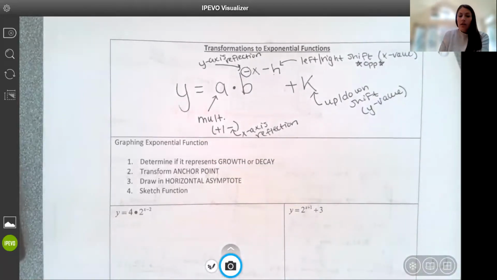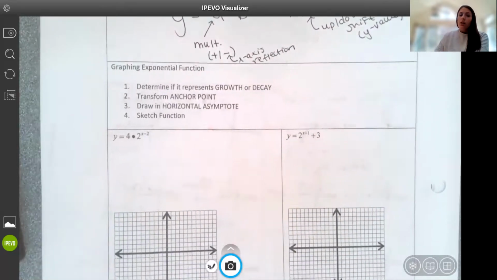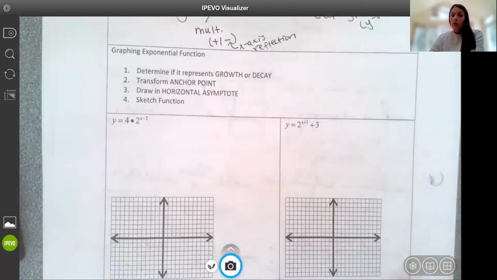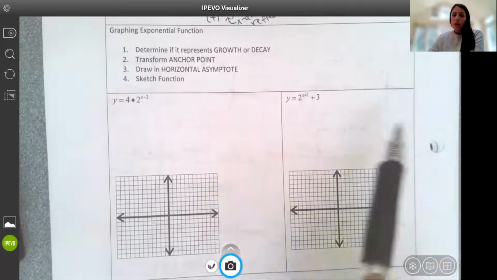So this is how we're going to graph. And now these graphs are going to be much more of a sketch than anything else, because we're really only going to plot one point and then understand the shape and where the asymptote is for that graph. Okay, so here are my steps. I'm going to walk us through the steps on this first one.